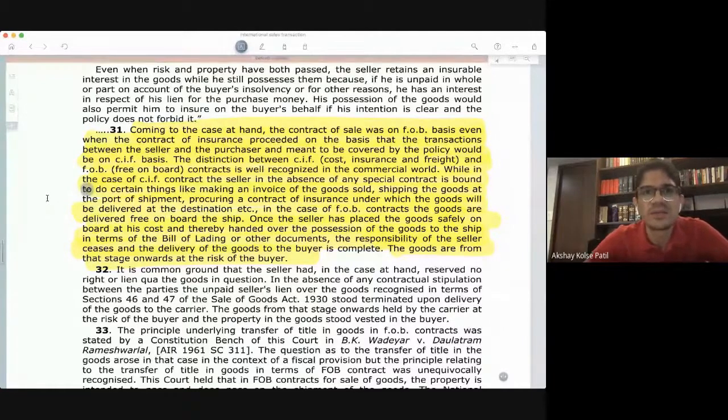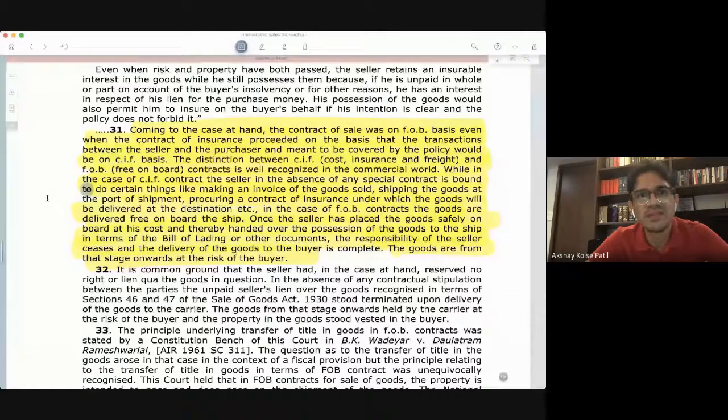And if you see this, coming to the case in hand, they're referring to another case law. The sale was FOB basis, even when the contract of insurance proceeded on the basis that the transactions between the buyer and purchaser would be covered by a policy of CIF. The distinction between CIF and FOB contract is well recognized in the commercial world.